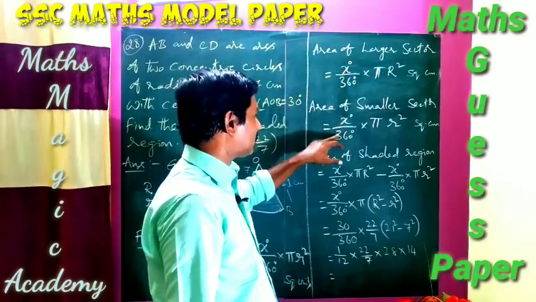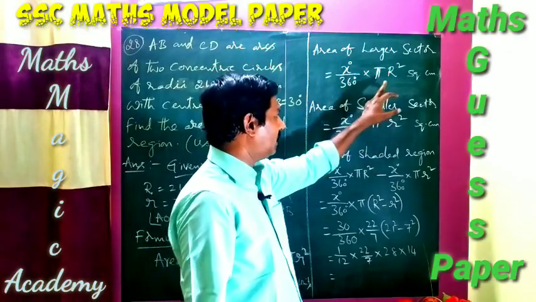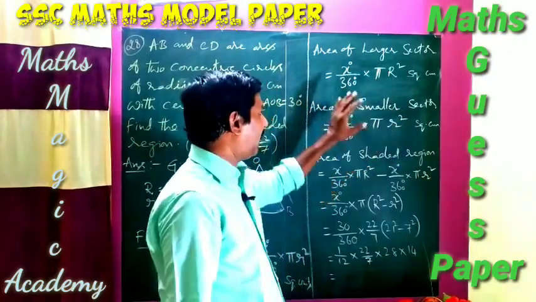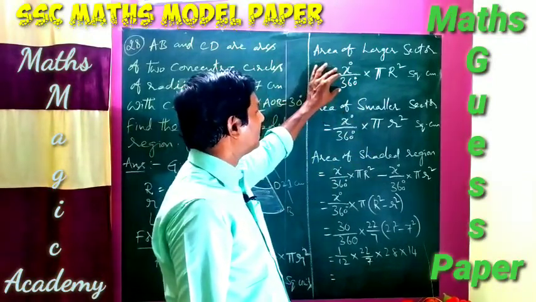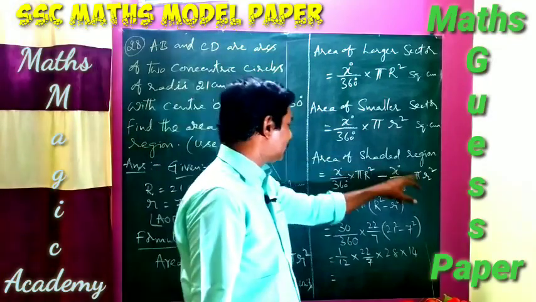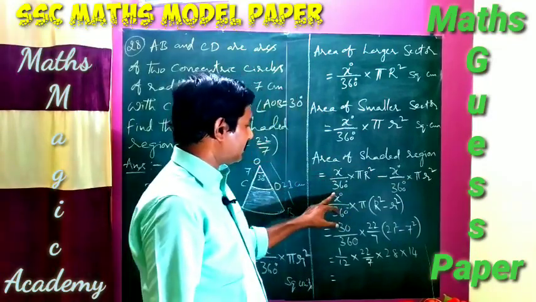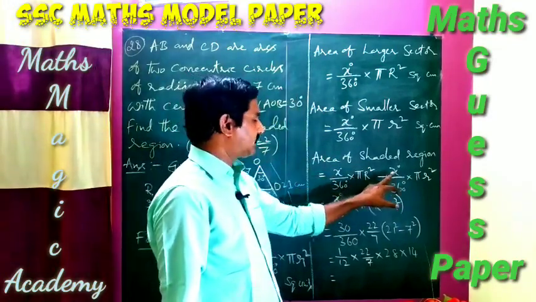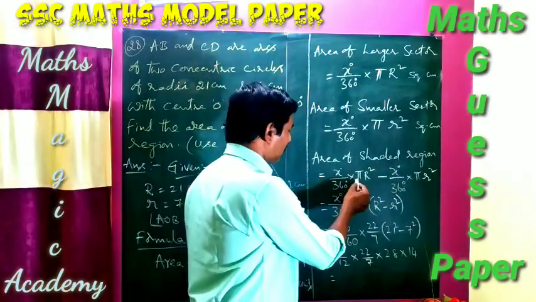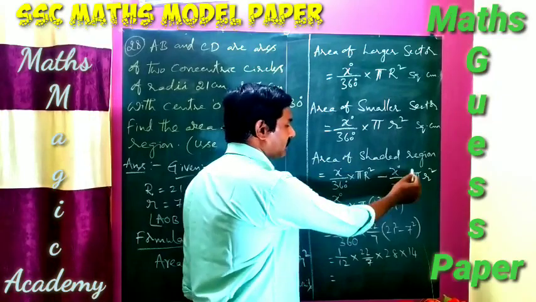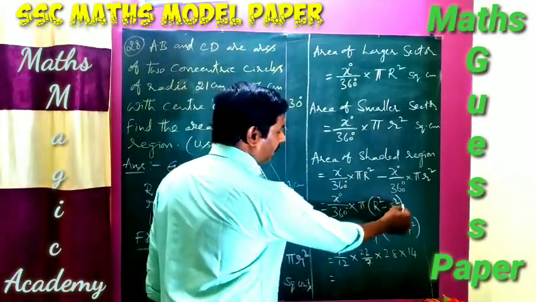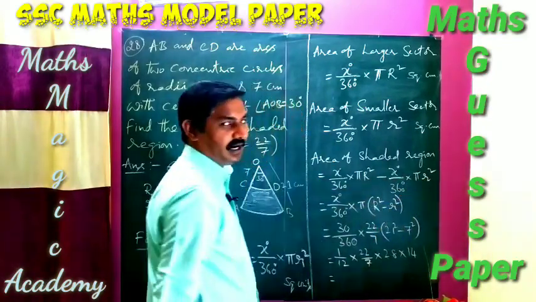There are common points. x by 360 is common, pi is also common. Only capital R and small r differ. That's why I am taking common from this one and this one. That's why I am writing directly the area of the shaded region equals x by 360 into pi R square minus x by 360 into pi into small r square. As I already told, x by 360 into pi is common, so that common part I am taking out. Now the remaining part is R square minus r square.